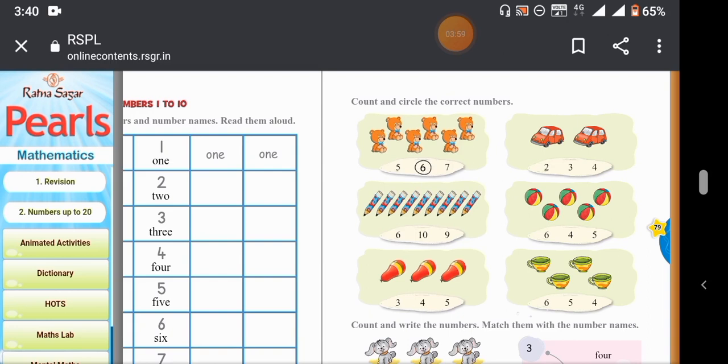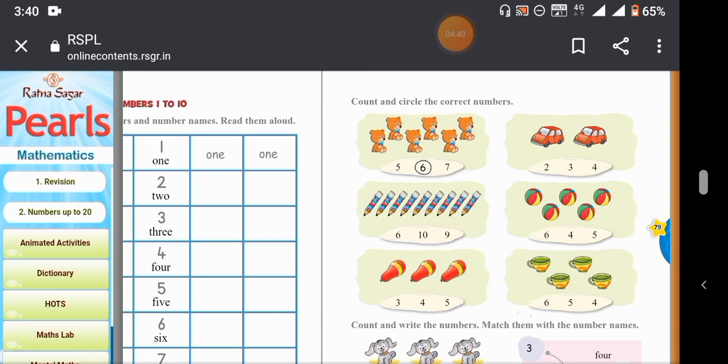1, 2, 3, 4, 5, 6. So there are 6 toys. So we should observe the numbers and we should circle the number which is the correct number. So here there are 6 toys. So we should circle the number 6. So second picture, observe the second picture, children. So there are cars. How many cars are there? 1 and 2. So there are 2 cars. So we should circle the number 2.